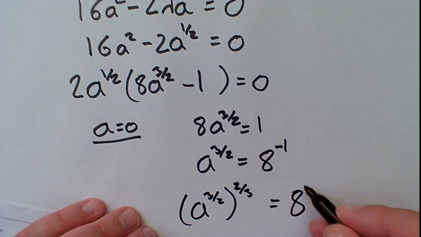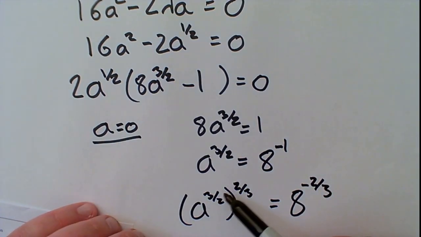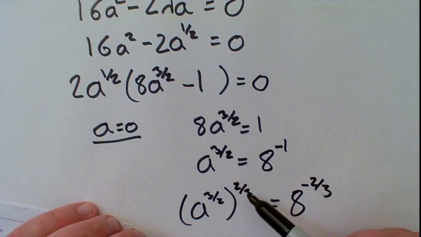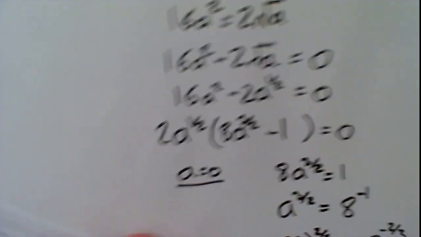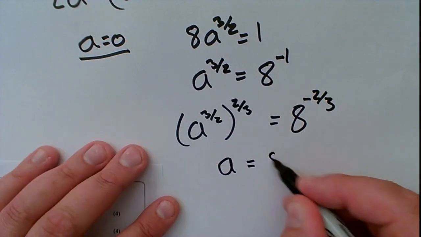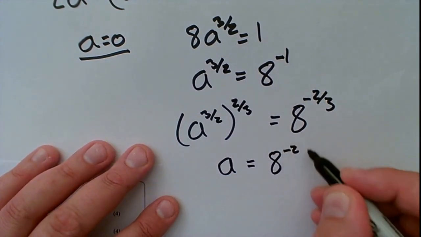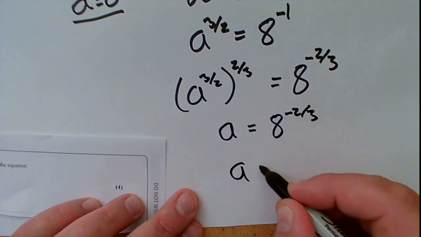The reason for that is that we know that if we have a power and we raise it to this exponent here, the rule is you multiply the two exponents and that will give you a to the 1. So you have to have a to the 1 in this question, and that's of course equal to just 8 to the minus 2/3.